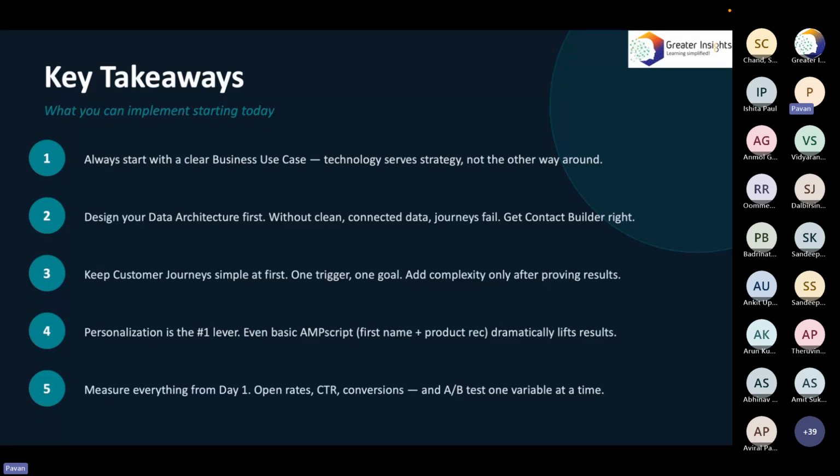Personalization is the number one lever, right? You crack personalization, you are touching the heart of that customer. That is most important. And then make sure you're capturing all the right metrics from your campaigns. Is it happening? Are my open rates working fine? Are my click-to-conversion ratios good? Are conversions happening? Is my A/B testing giving me the right set of values?